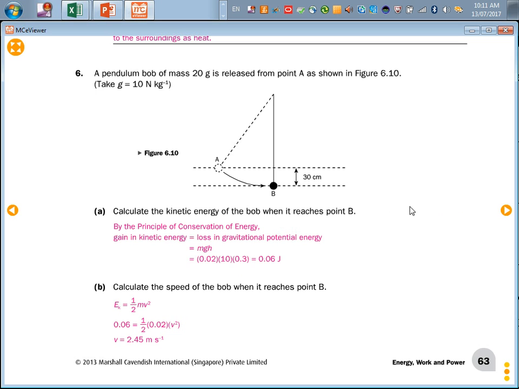And since you have the kinetic energy at point B, you can calculate the speed of the bob using the formula for kinetic energy. Substituting all the numbers, you'll only be left with one unknown, which is the speed. Solve for it to 3 SF, you will get 2.45.